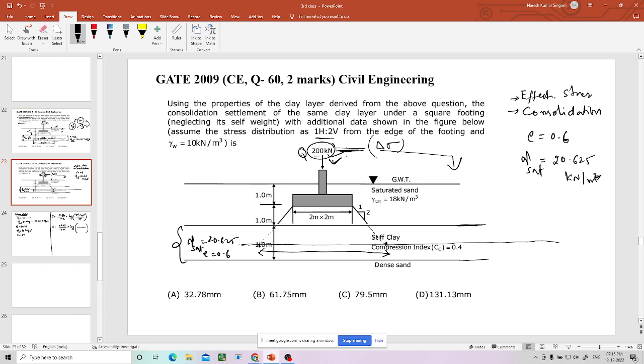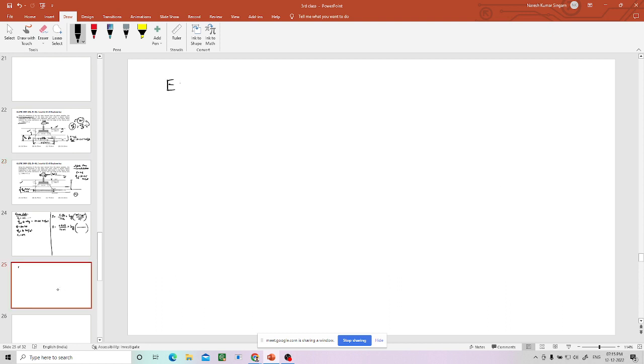Next, initial stresses, there is nothing to do with this 200 kilonewton. Initial stresses will come due to unit weight of the soil. Okay, now let us find out the initial stresses at this point. So how to calculate effective stress? Effective stress due to unit weights. We have studied this. Sigma effective equal to gamma bulk multiplied by height. Height or depth at which you are calculating this effective stress.